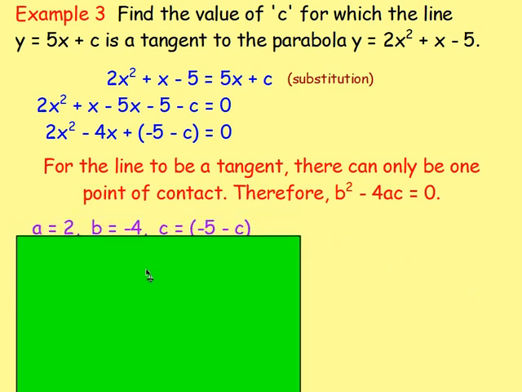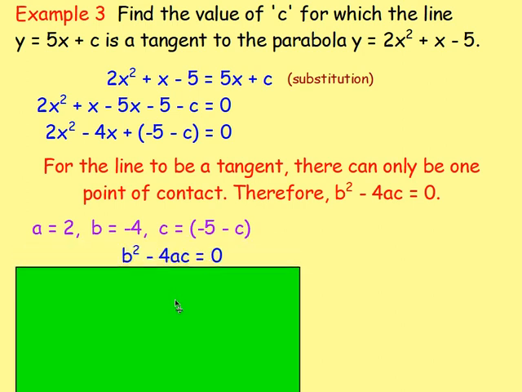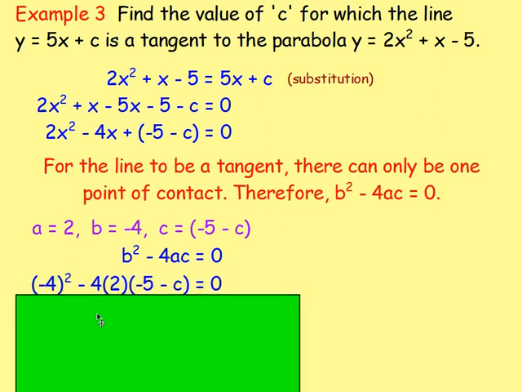So take the values of a, b, and c. A would be 2, b would be negative 4, and c would be negative 5 minus c. B squared minus 4ac equals 0 then, because it is a tangent. It tells you that it is a tangent. Find the value of c. So you can then say that b squared, negative 4 squared, minus 4 times a, which is 2, times c, which works out to be negative 5 take c.